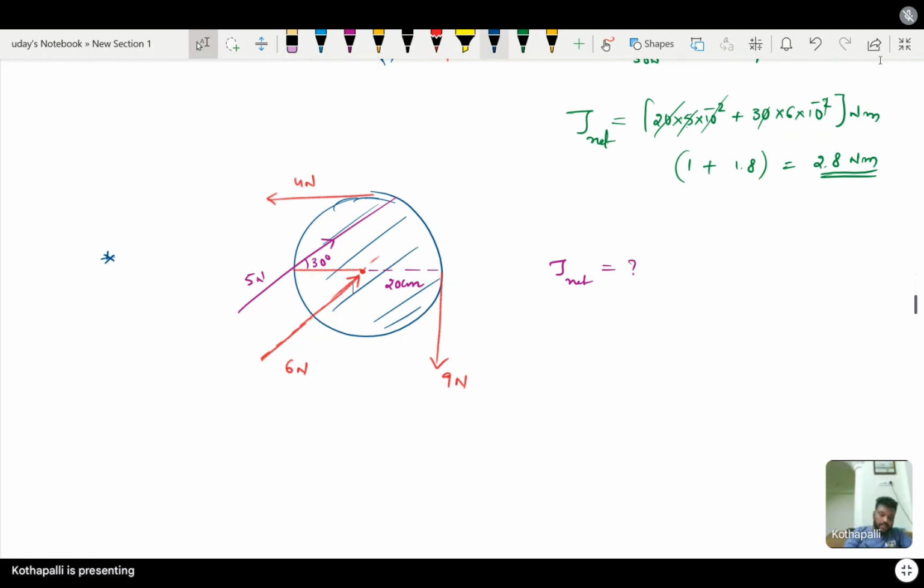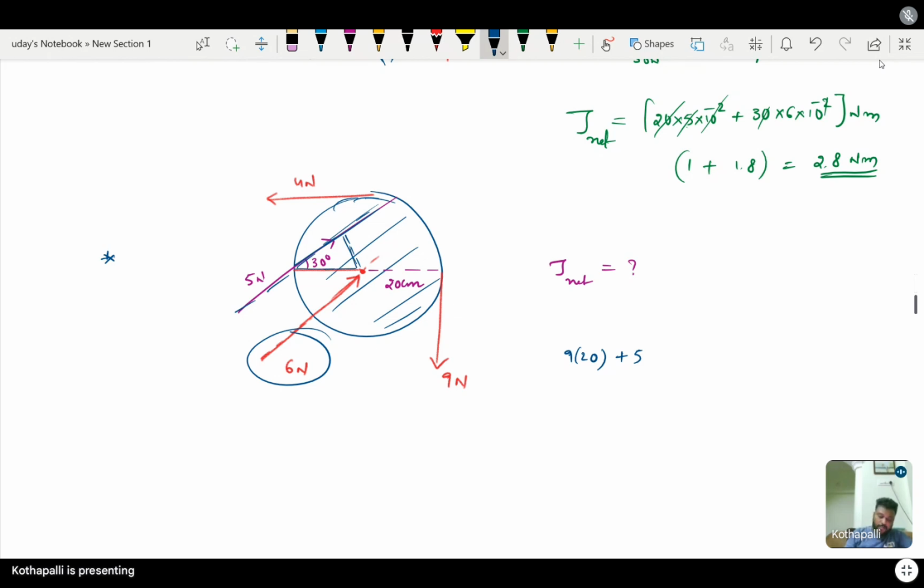1.5. Okay, see. Torque due to this force will be 0. Torque due to this will be 9 into 20 centimeters. So it is acting in clockwise. This will be acting in anti-clockwise. This will be acting in clockwise. So let us add these two torques. So torque of this 5 newtons, 5 into perpendicular distance only we need to take. This is what perpendicular distance.